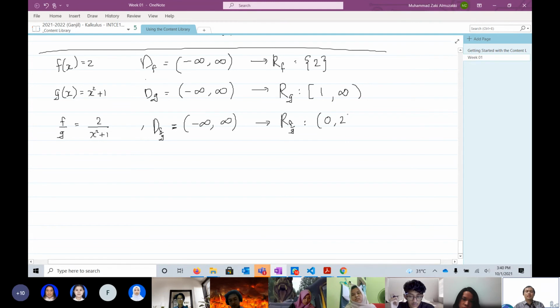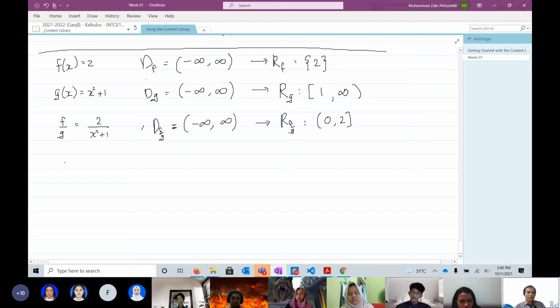That's correct. So if x is equal to 0, then x squared plus 1 is equal to 1. Then we have 2 over 1, which is 2. When x is getting bigger and bigger, the value of the bottom part is getting closer to infinity. So 2 divided by something closer to infinity, the value will be very, very close to 0. That's why the range is from 0 to 2.